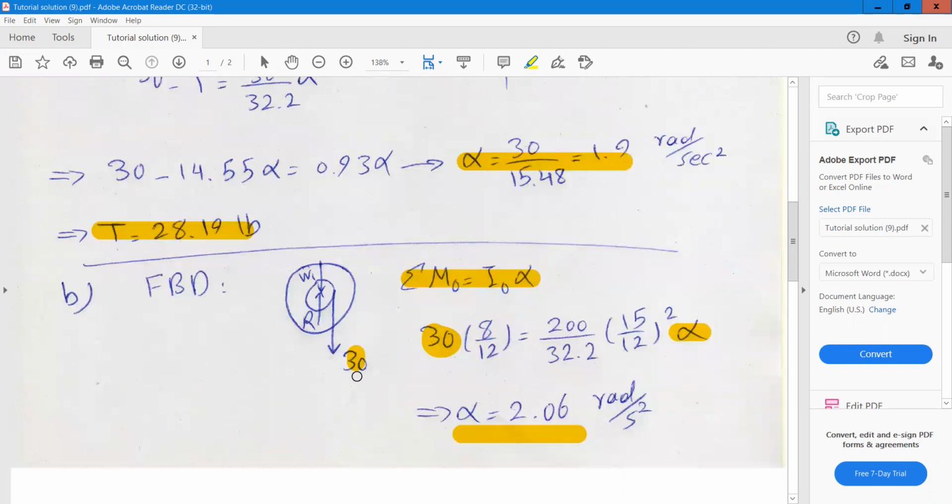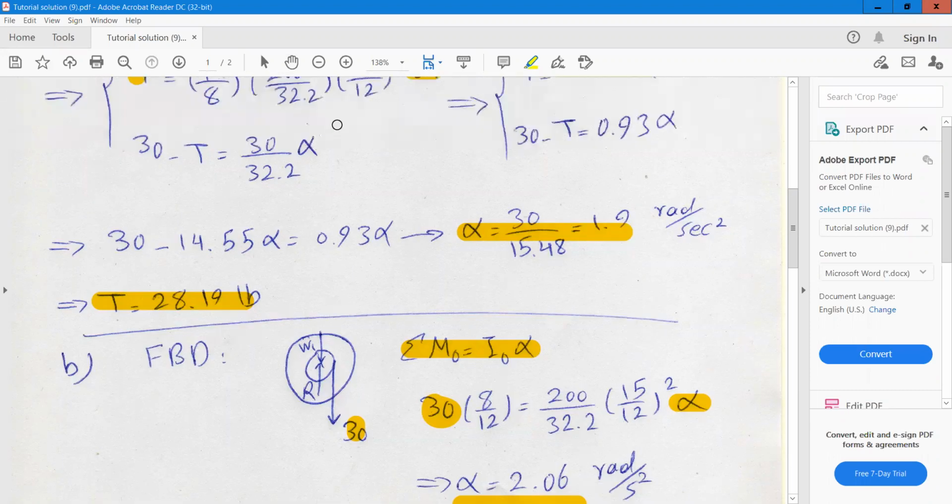You can see when we have the tension of 30 pounds in the cable instead of the 30 pound weight, we have an acceleration which is more than in case one. Here in case one, it was 1.9, but here it is 2.06. So the acceleration is changed and also the tension in the cable is more than in case A. Is it clear? Any question?